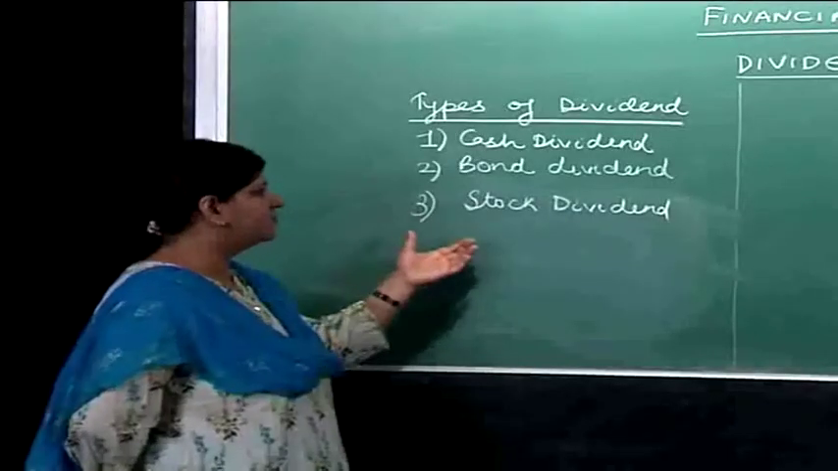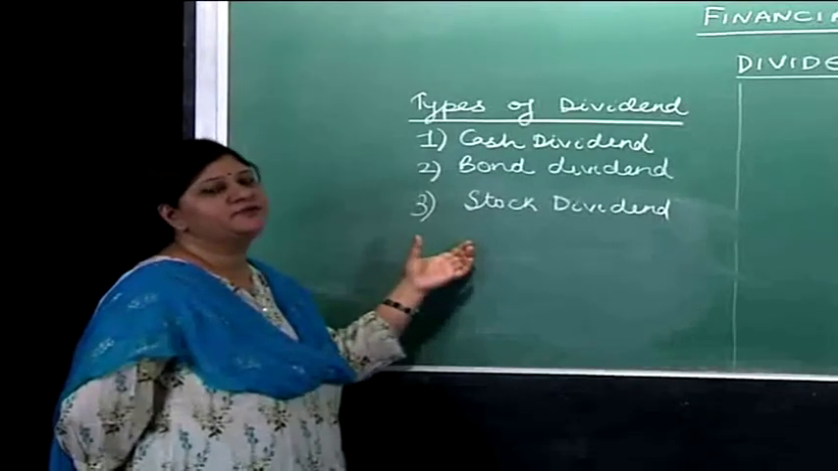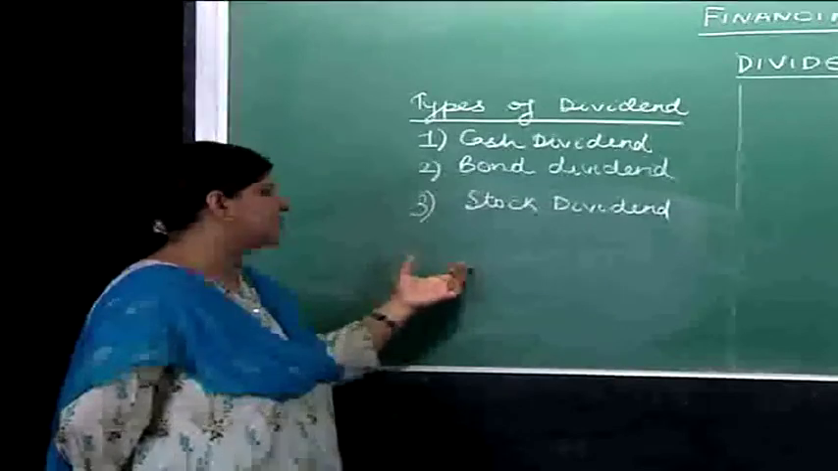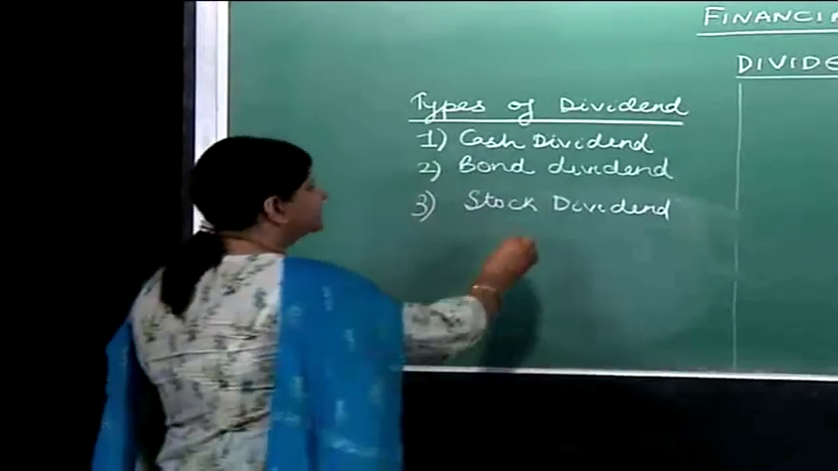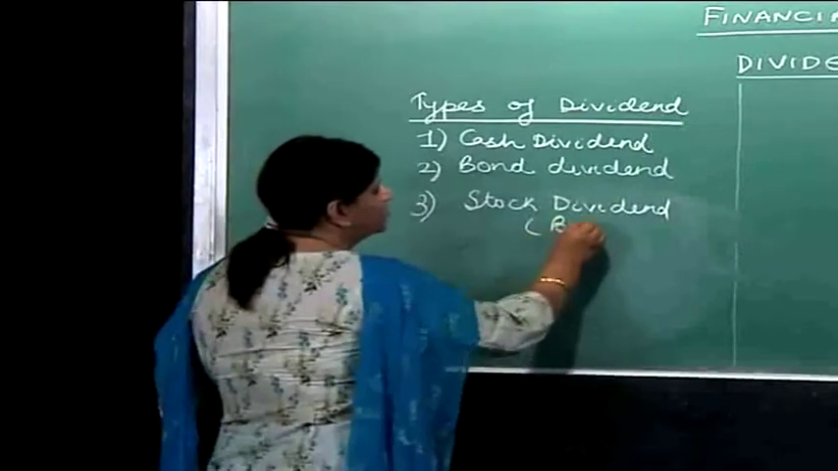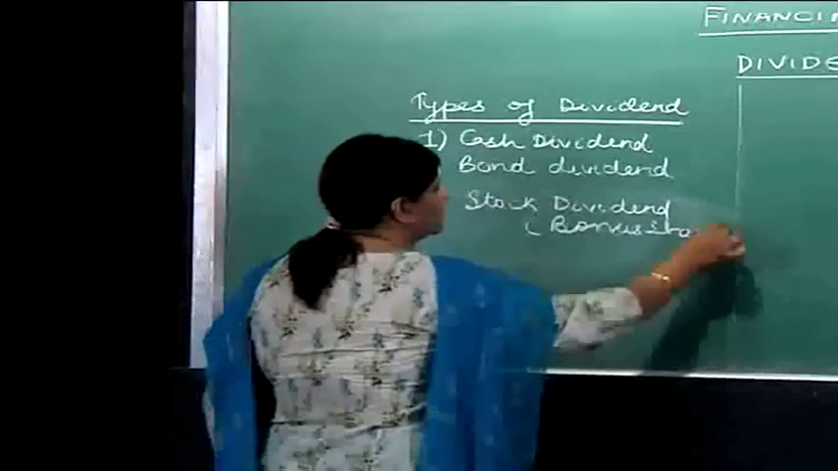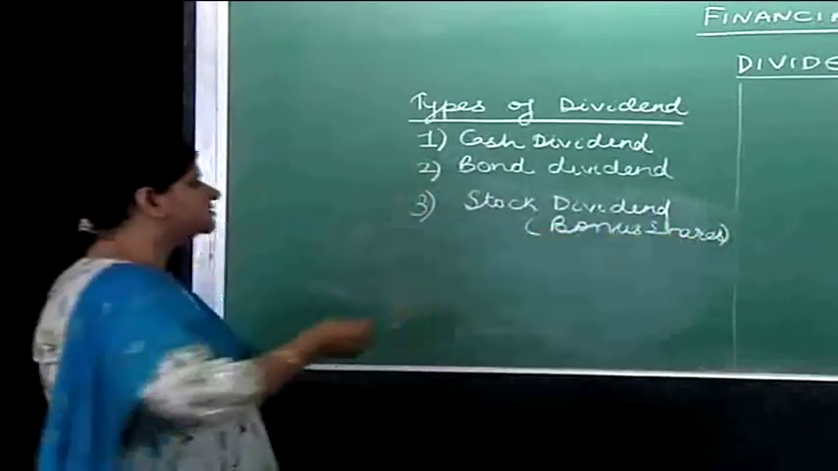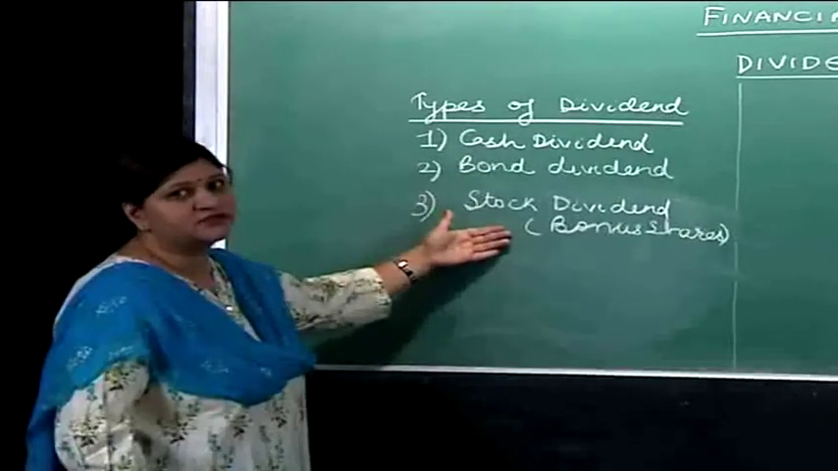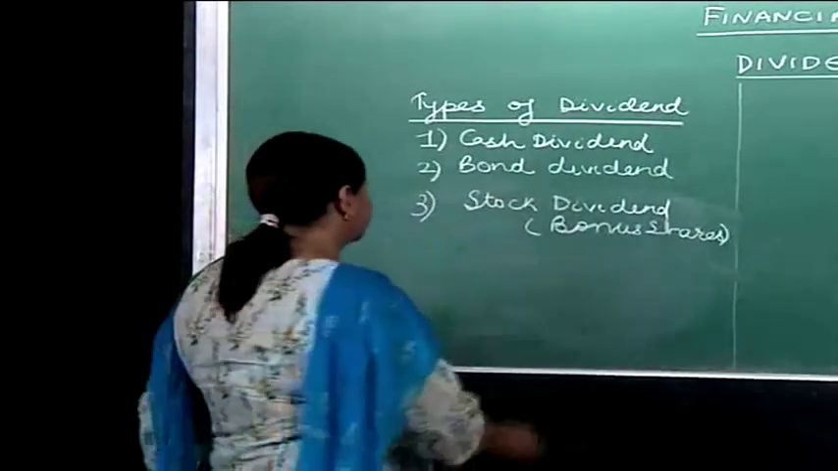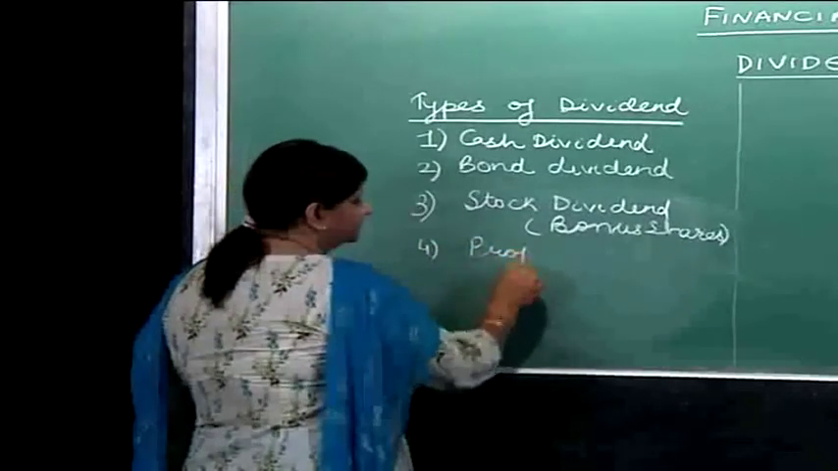So another form of dividend is known as stock dividend. Stock dividend is that mode of payment of dividend where we provide stock or shares in the form of dividend. Example of such type of dividend is the bonus shares. When a company issues bonus shares, that type of dividend which is paid in the form of stock is known as the stock dividend.